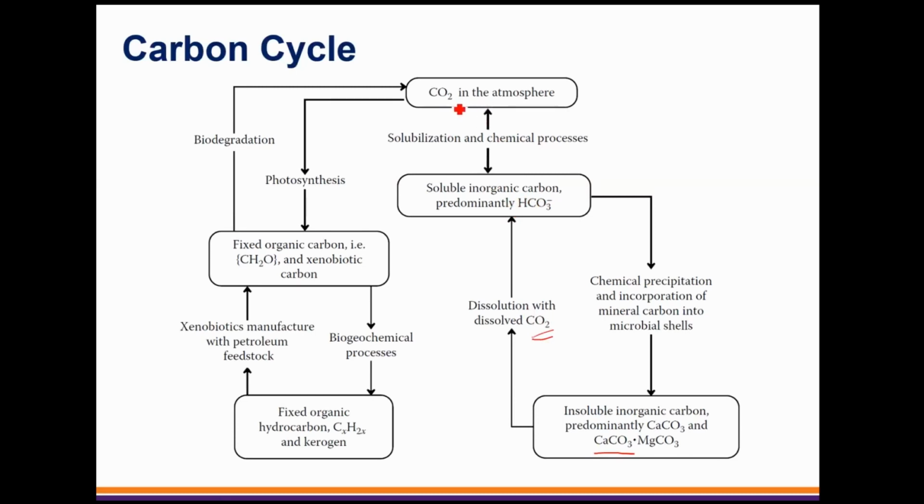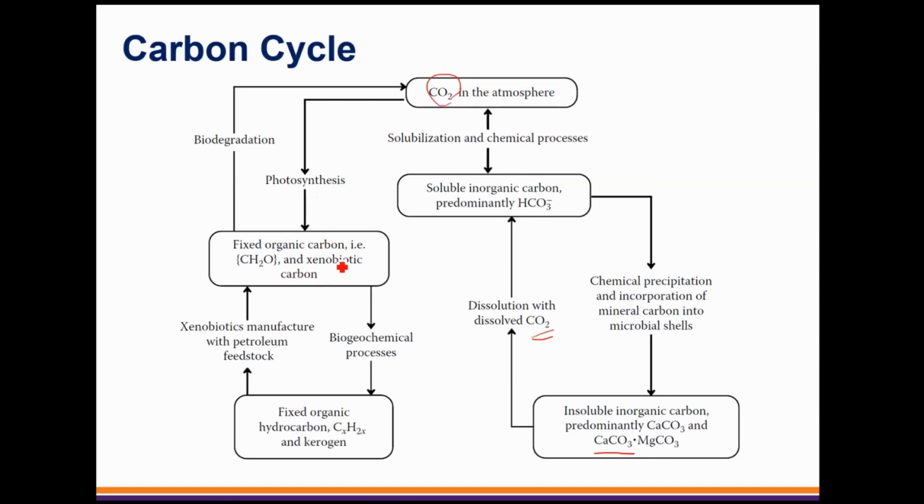Carbon dioxide in the atmosphere can be fixed by photosynthesis, where it can turn to fixed carbon, organic carbon, and xenobiotic carbon or oxygen. And then from there, photosynthesis is the opposite of respiration. So it's a reversible process.